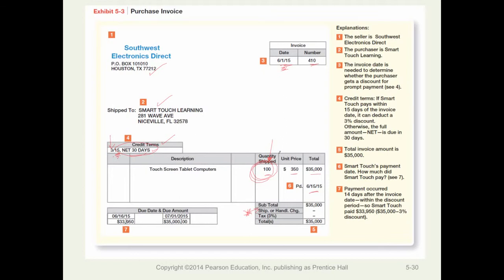Notice also that if we look here at the due dates and the amounts, if you pay within the discount period, it's going to be $33,950. If you pay at the end of the 30 days, from June 1st to July 1st, then you're going to wind up paying the full $35,000. So let's now start taking a look at the journal entries that would be triggered when the invoice is received.